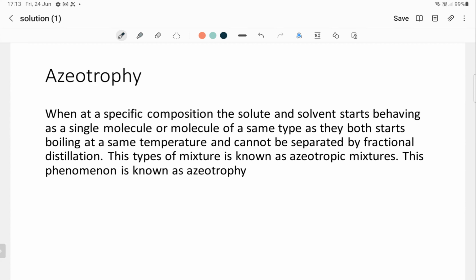So if both are boiling at the same temperature, is it possible to separate? No, you can't separate it. So it cannot be separated even with fractional distillation. This type of mixture is known as azeotropic mixtures, and this process is known as azeotropy.